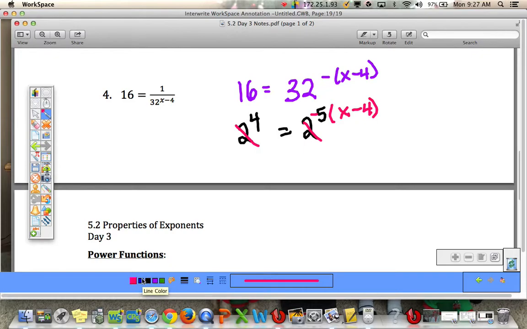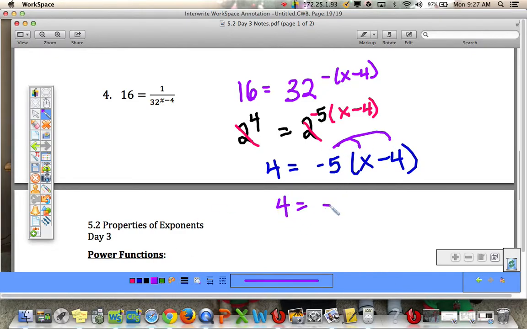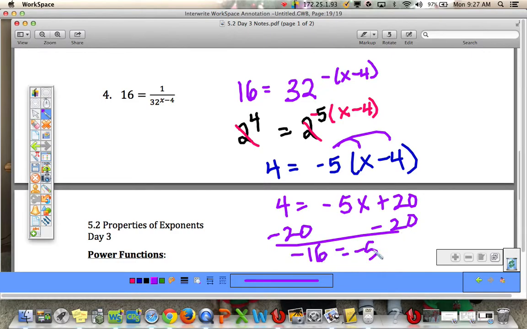Ignore the 2 because the bases are the same, and we have 4 equals negative 5 times (x minus 4). We can distribute, which is the most common method, otherwise you could divide by negative 5. That gives negative 5x plus 20, and solve. We get negative 16 equals negative 5x, divide by negative 5.